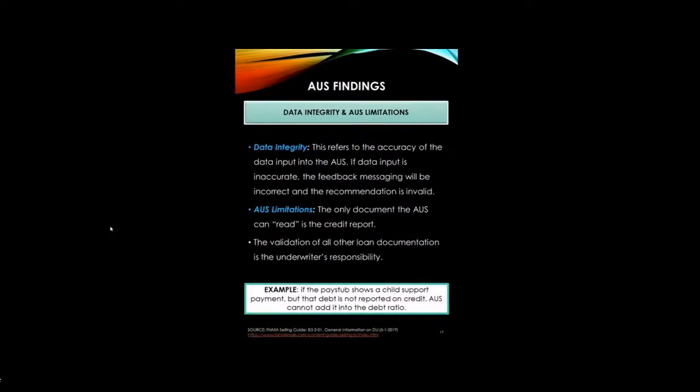Data integrity of AUS limitations. So it goes back to what I was just talking about. Data integrity refers to the accuracy of the data inputted into the AUS. If data is inputted inaccurately, the feedback will be inaccurate. You won't get the right findings.